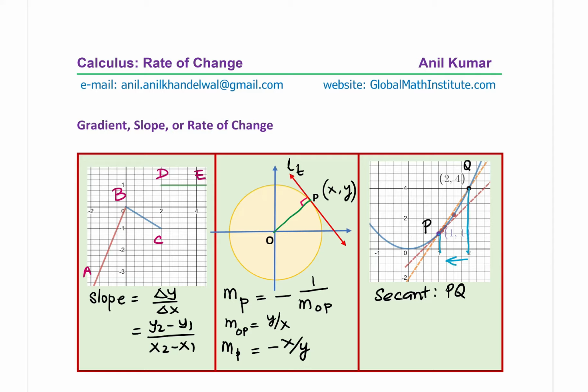We're calling the distance between P and Q as h. So we bring Q closer and closer to P. And so we say when h approaches 0, the slope of the secant approaches the tangent. Correct? So that is the concept of slope on any curve at any point.